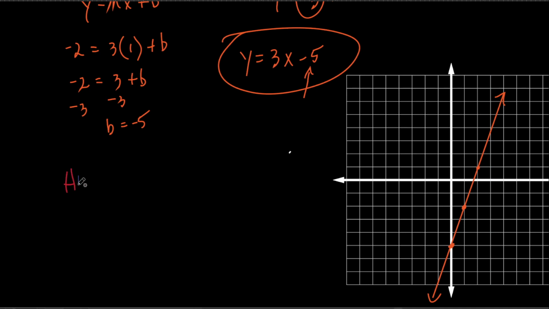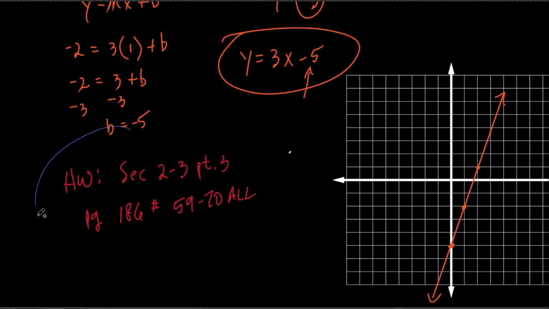Here's your homework. No moaning and groaning because I gave you a free weekend. No homework. This is, I think it's part 3. It's page 186. And it's 59 to 70 all. There it is. All right. Make sure you do them, okay? Make sure you understand what's going on.